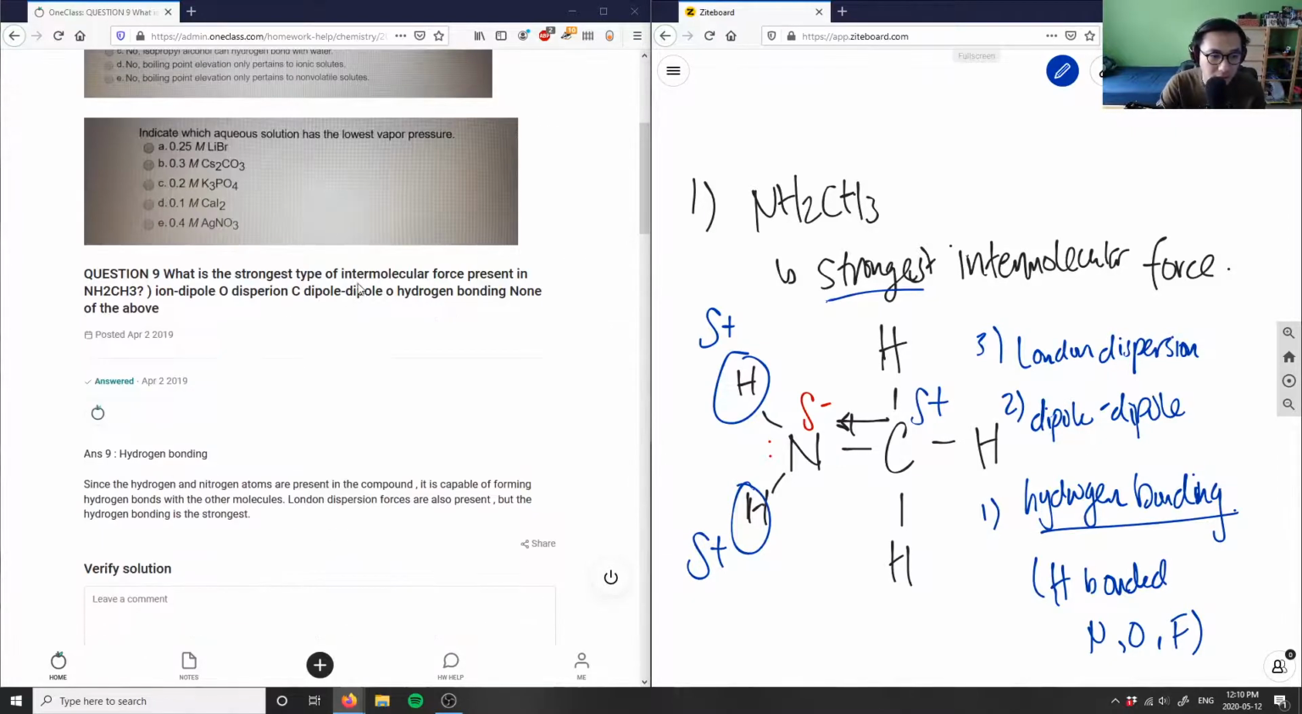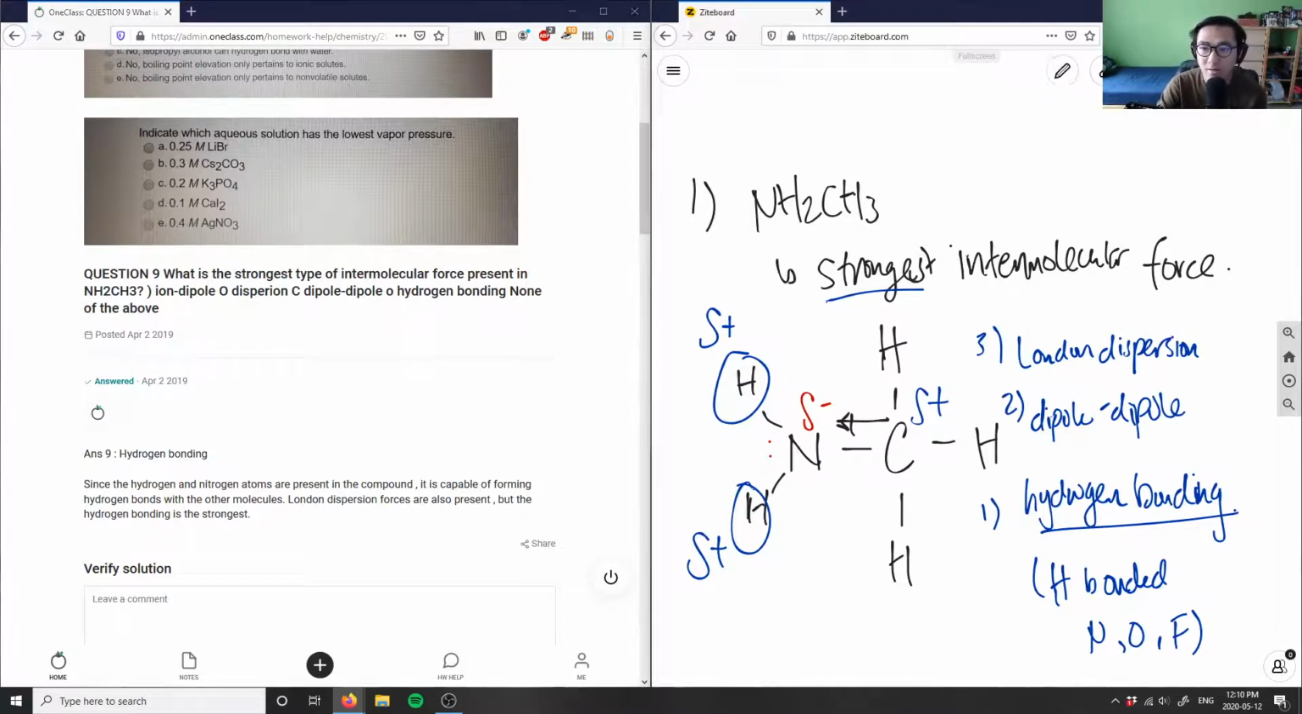And let's look at the solution here. Answer 9 says hydrogen bonding, which is correct. It says, since hydrogen and nitrogen atoms are present in the compound, it is capable of forming hydrogen bonds with other molecules. London dispersion forces are also present, but the hydrogen bonding is the strongest. So this solution is correct.